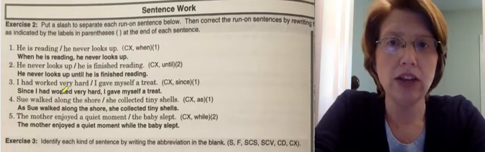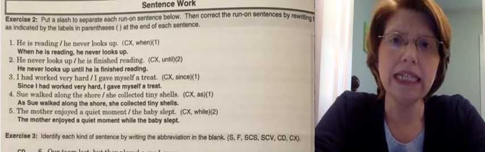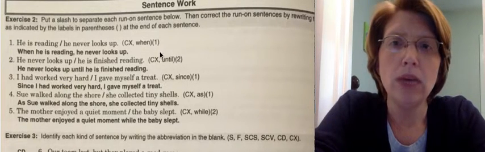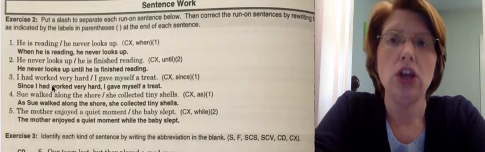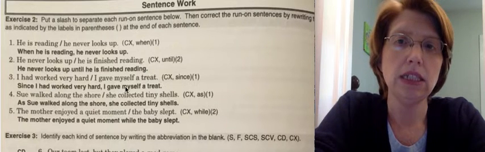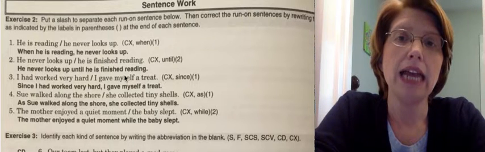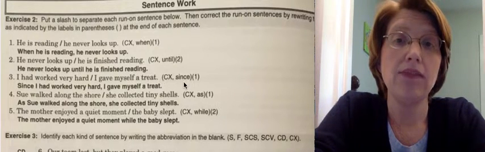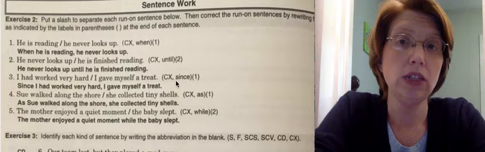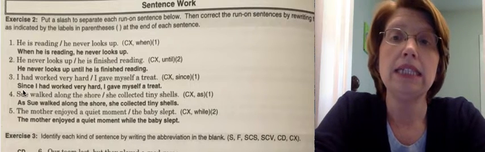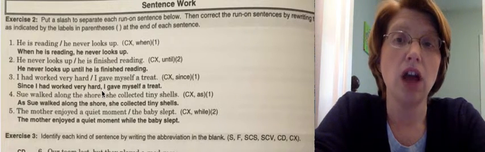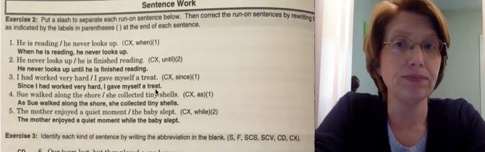Now, let's look here. We did 1 and 2 together yesterday. You should have combined sentence 3. I had worked very hard / I gave myself a treat. They gave you since and a number 1, so you should have written it this way. Since I had worked very hard, comma, I gave myself a treat.